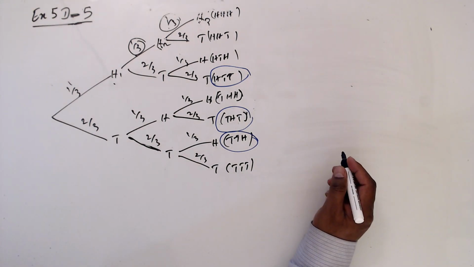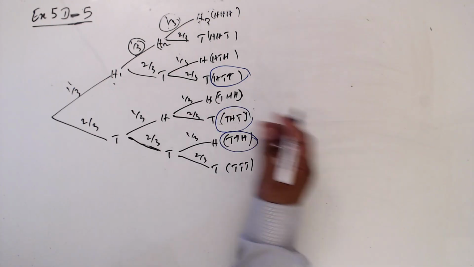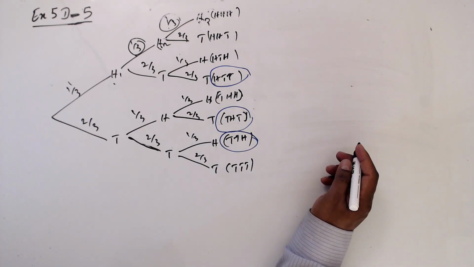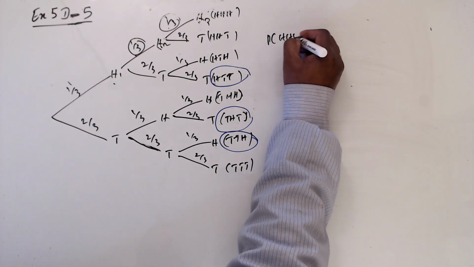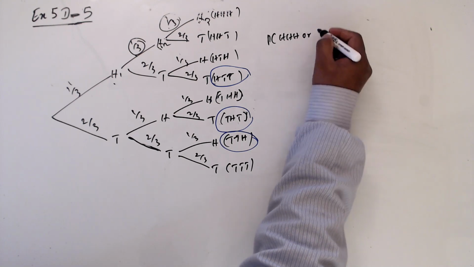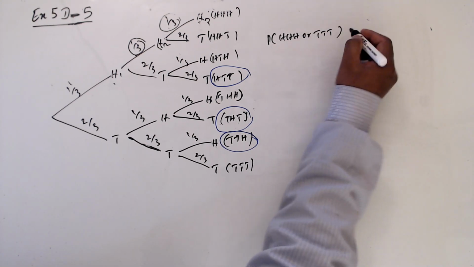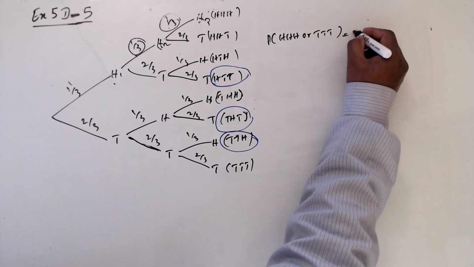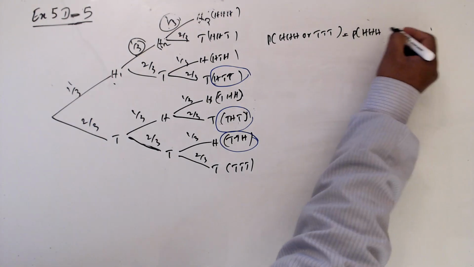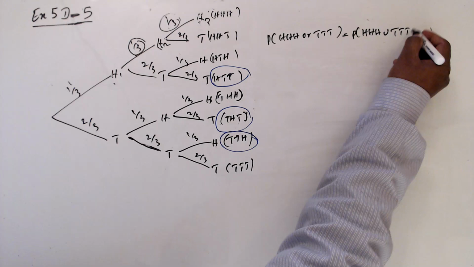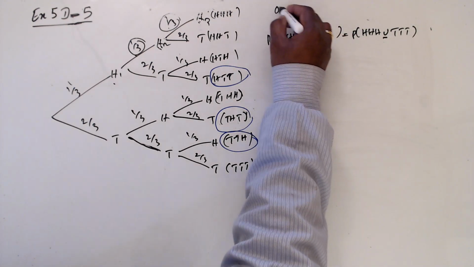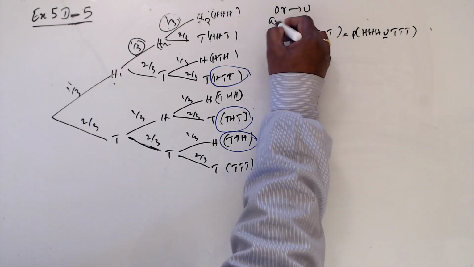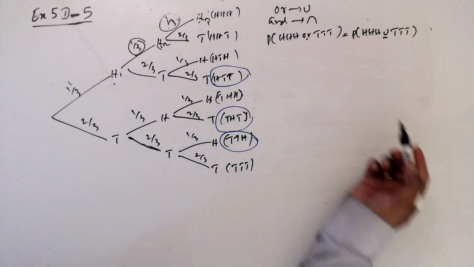Part D, find the probability. The whole experiment is repeated for a second trial. It's still the same setup. Find the probability of obtaining either 3 heads or 3 tails. Probability of getting 3 heads or 3 tails. So this means the probability of HHH union TTT. Or with union, usually OR with union, AND with intersection.